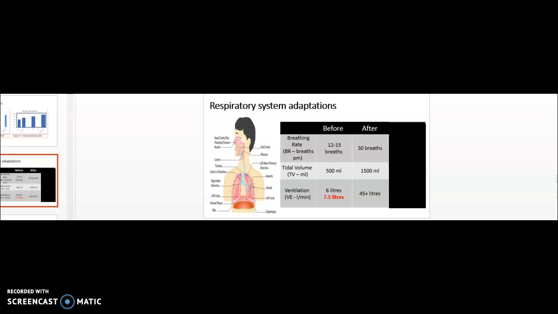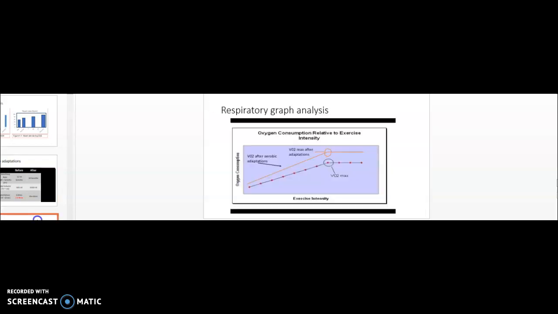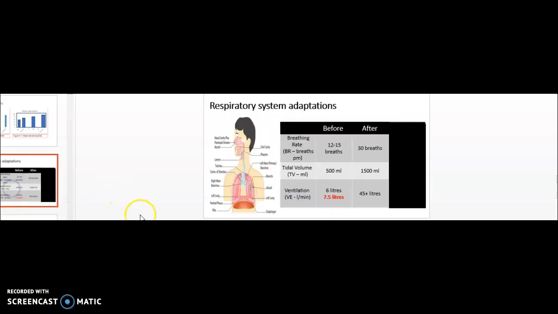Respiratory system adaptations. The respiratory system will also show adaptations due to consistent long-term anaerobic training, not aerobic training.